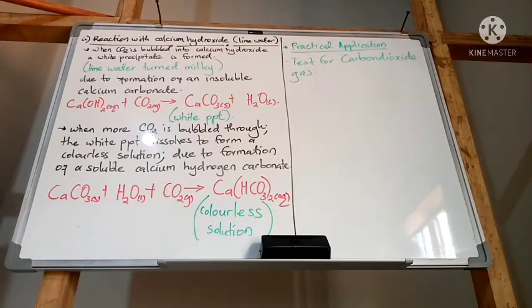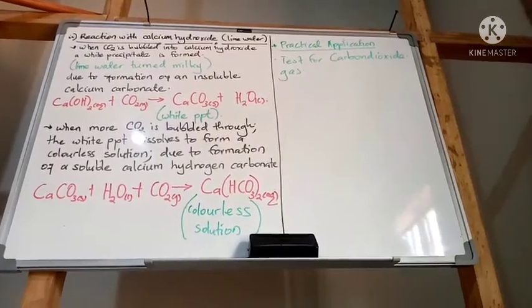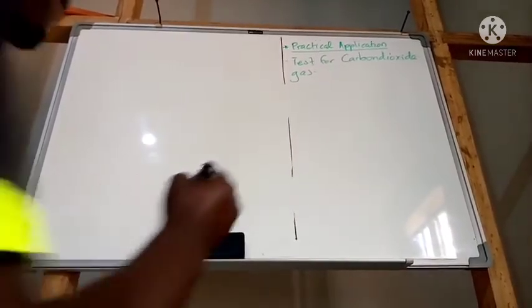And you can continue using carbon dioxide in other areas where it can be used. So that marks reaction with calcium hydroxide. We are to proceed with other chemical properties of carbon dioxide. I'm looking at the third property of carbon dioxide. Property number 3.